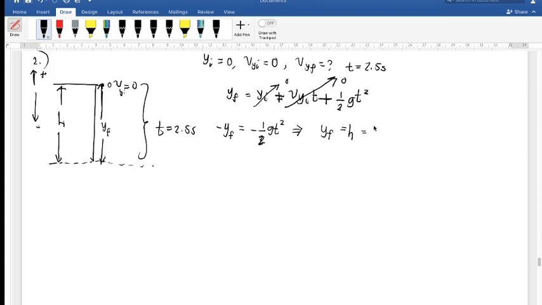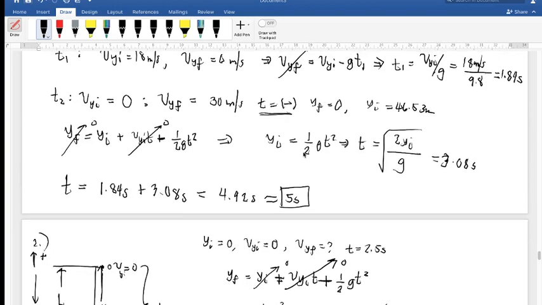So we have here 1/2. Tapos g is 9.8. Tapos yung t mo is 2.5 seconds. Squared. So we have here 9.8 divided by 2 times 2.5 squared. That is 30. So 30.6 meters yung building mo. So the height of a building is 30.6 meters.